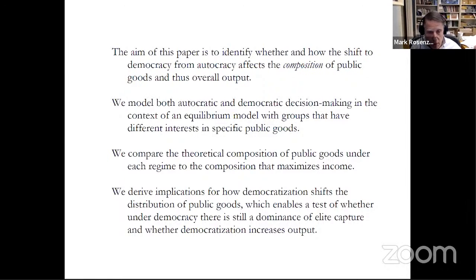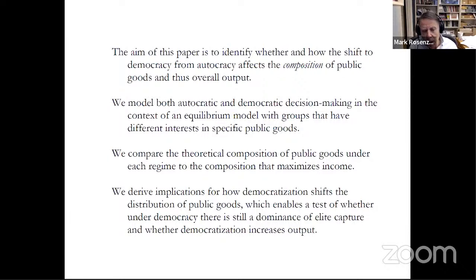So we'll have groups that want, say, irrigation, and groups that would prefer to have employment programs, for example. And we're going to compare the theoretical composition of public goods for each regime, that is the democratic regime and the aristocratic regime, to the composition that maximizes income. That is, there's no reason to believe that either regime, that either democracy or autocracy, which we'll define as a particular interest group that controls the public resource allocations, will be ideal if one is just trying to maximize income. And so we'll look at that as well.